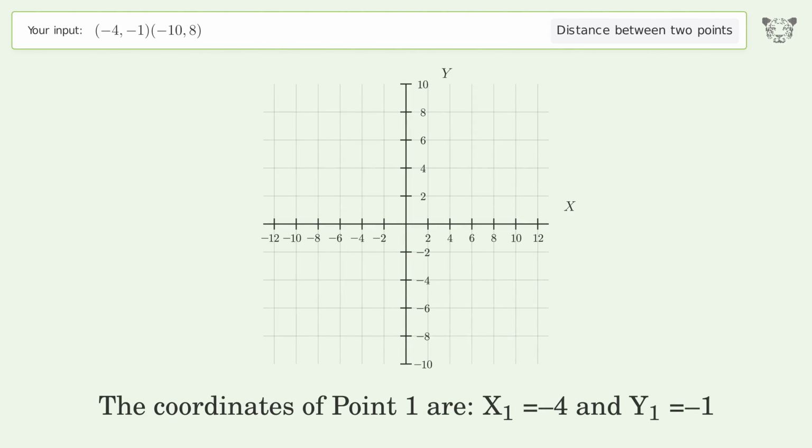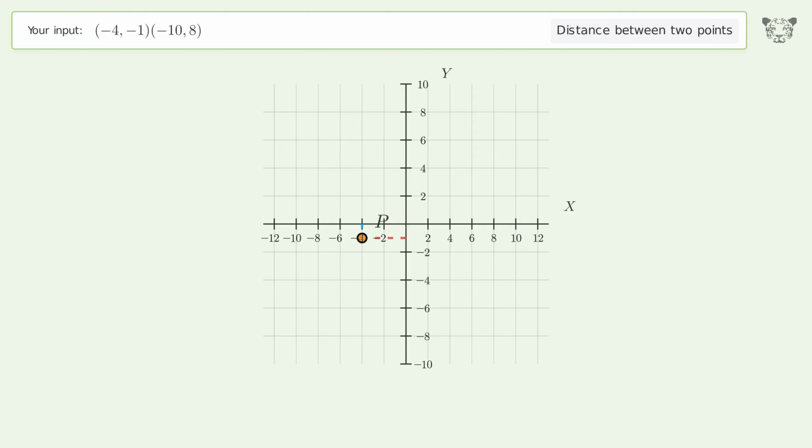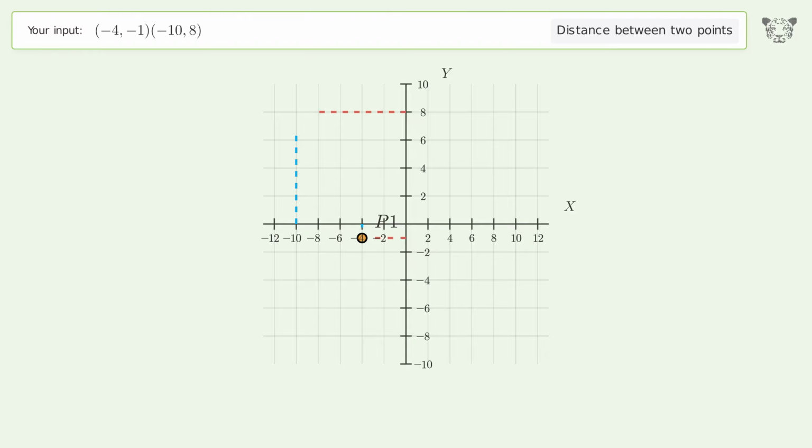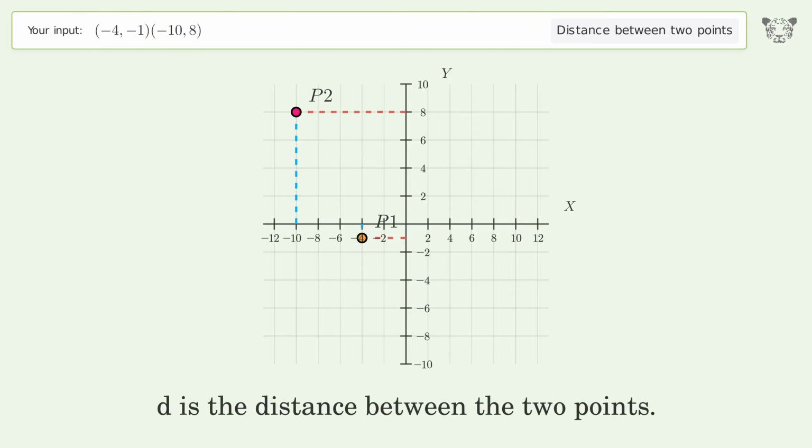The coordinates of point 1 are x1 equals -4 and y1 equals -1. The coordinates of point 2 are x2 equals -10 and y2 equals 8. D is the distance between the 2 points.